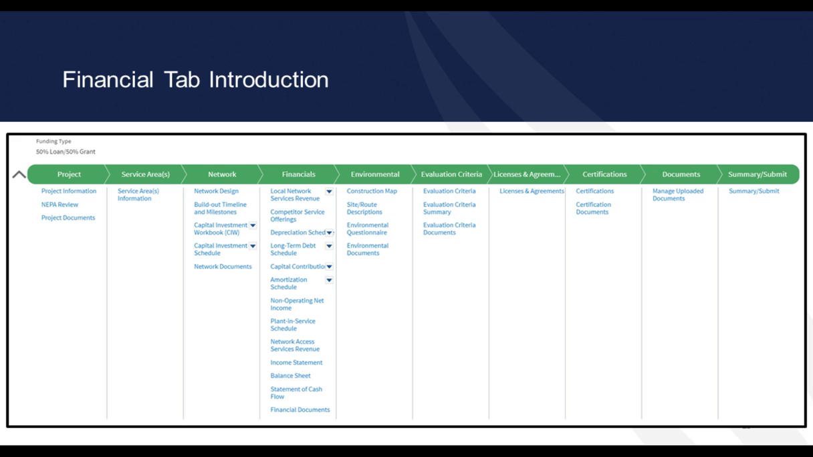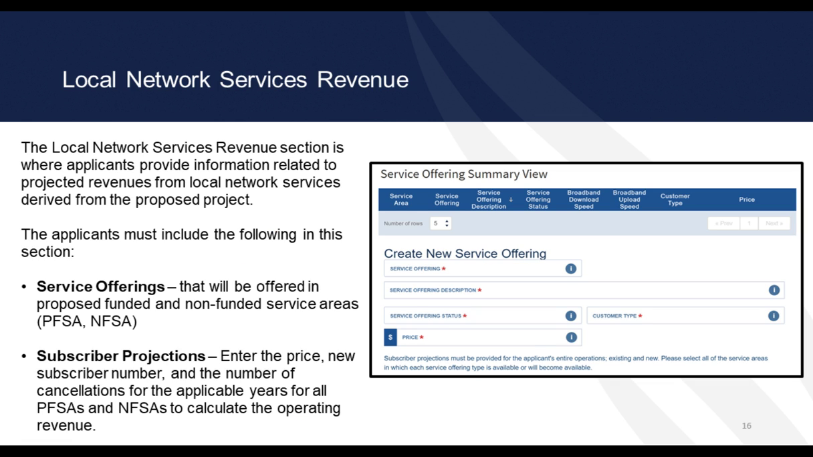The purpose of this slide is to orient everyone to the list of subsections that are included in the Financial tab. I will run through this presentation from top to bottom, starting with local network service revenue. The local network service revenue section is where applicants provide information related to projected revenues from local network services derived from the proposed project. The applicants must include the following in this section: the service offerings that will be offered in PFSAs and NFSAs. It is important to include projected revenues from NFSAs so that the agency can have a clear picture of all of the operations of the applicant.